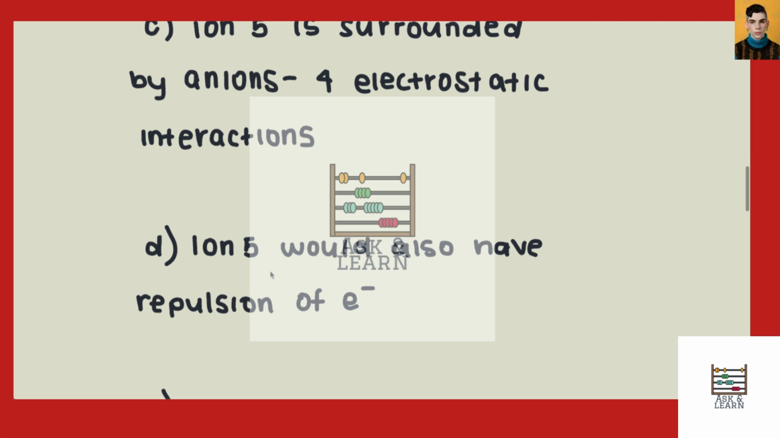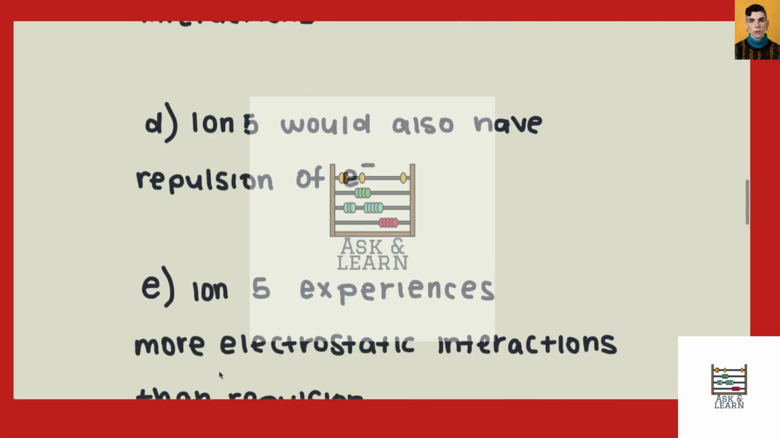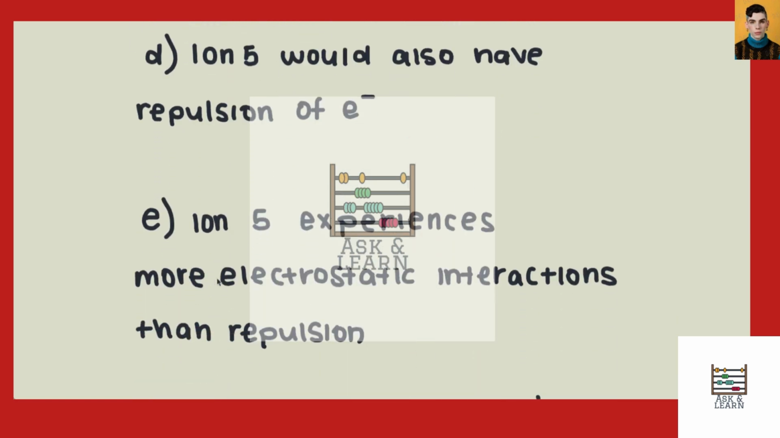So then ion 5 would also experience electron repulsion. So what this is saying is when electrons get closer and closer together, they have the same charge, so they're going to repel one another. And that's what ion 5 would be experiencing. But ion 5 is going to experience more electrostatic interactions than repulsion, because remember, we need at least 2 electrons or 2 molecules with electrons to repel one another.